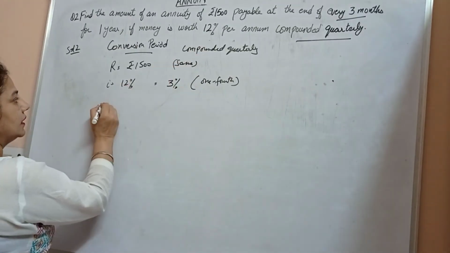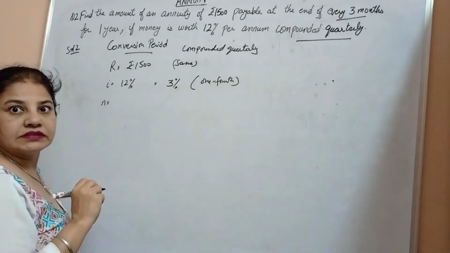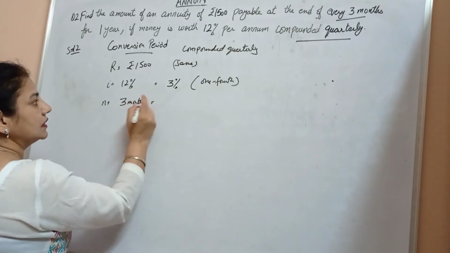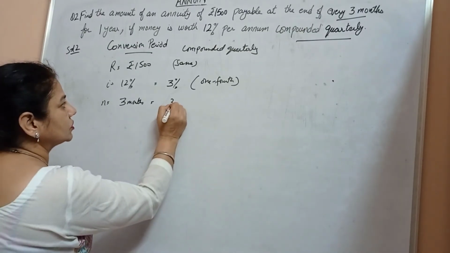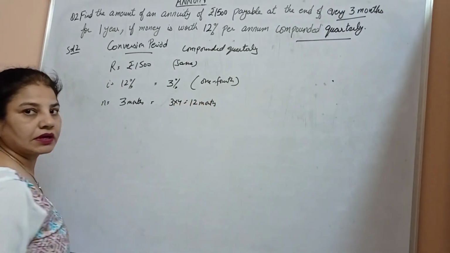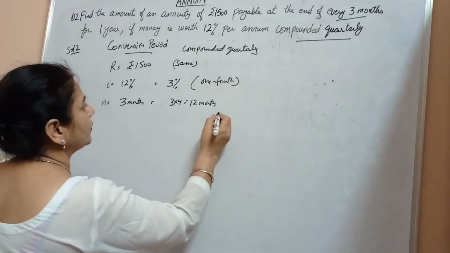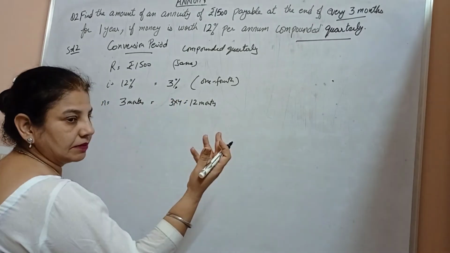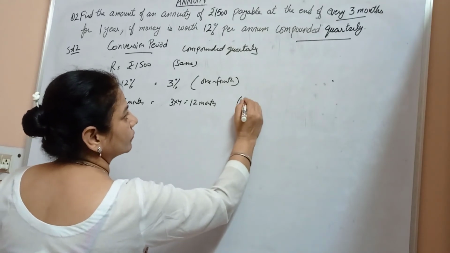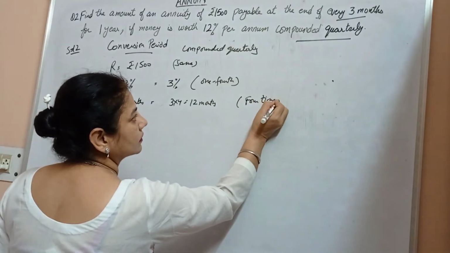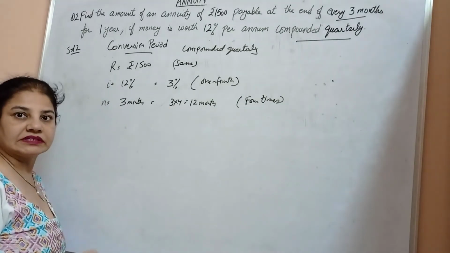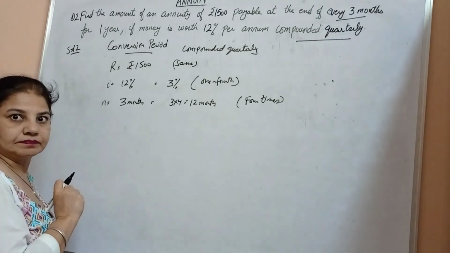Then the time period n is given as 3 months for 1 year. Time is given as 3 months. That is being multiplied by 4 times. So 3 into 4, which is equal to 12 months. So the time becomes 4 times. So 3 months has become 4 times, 12 months.